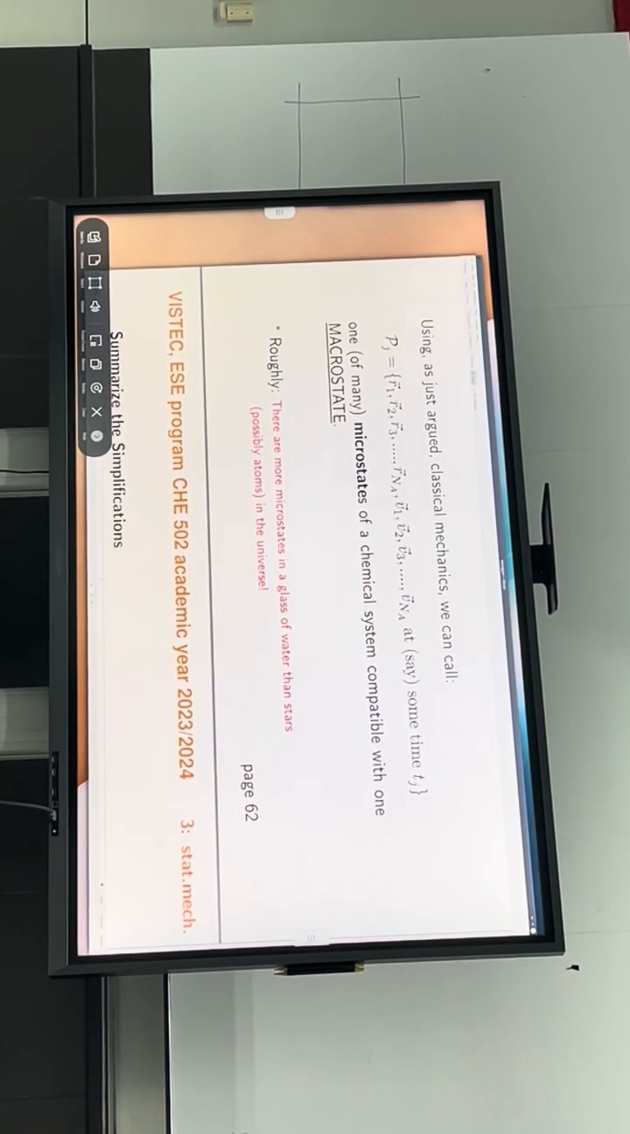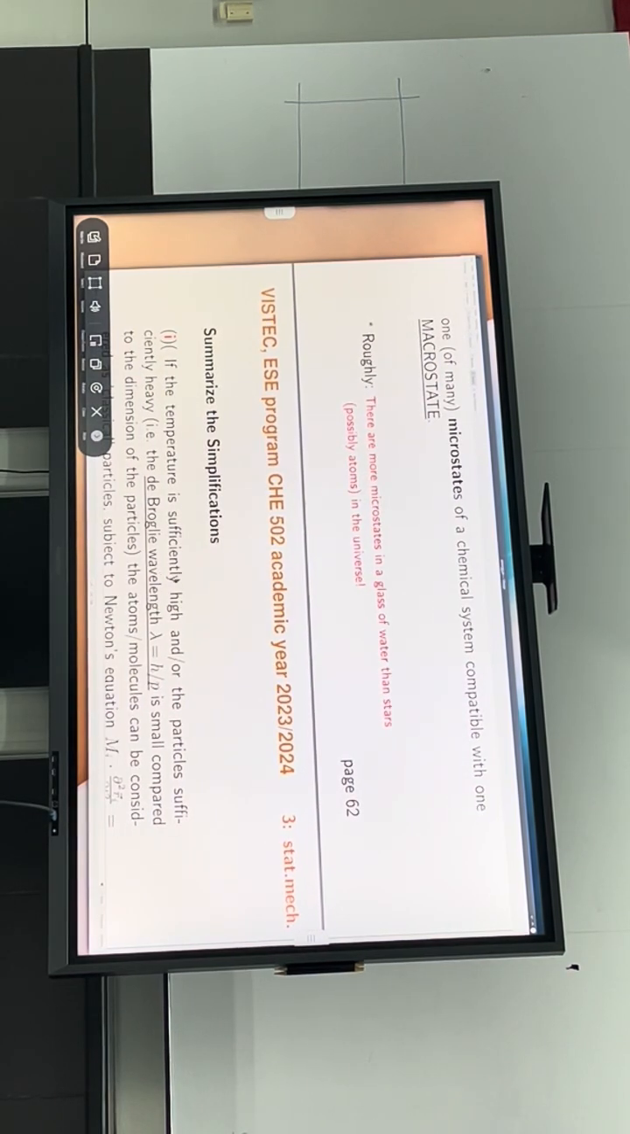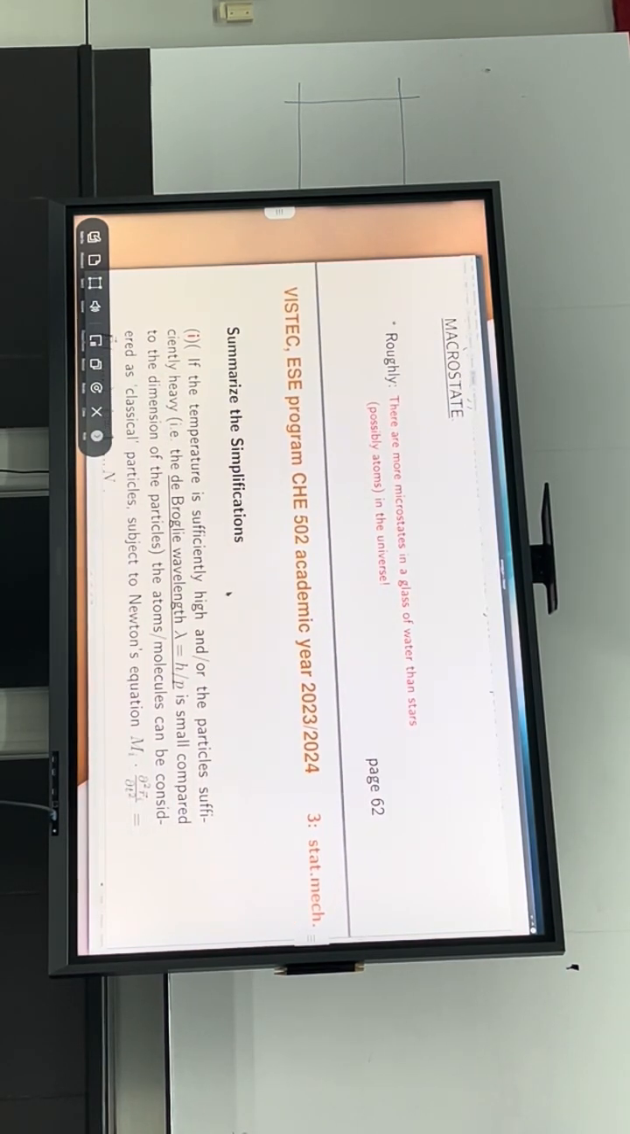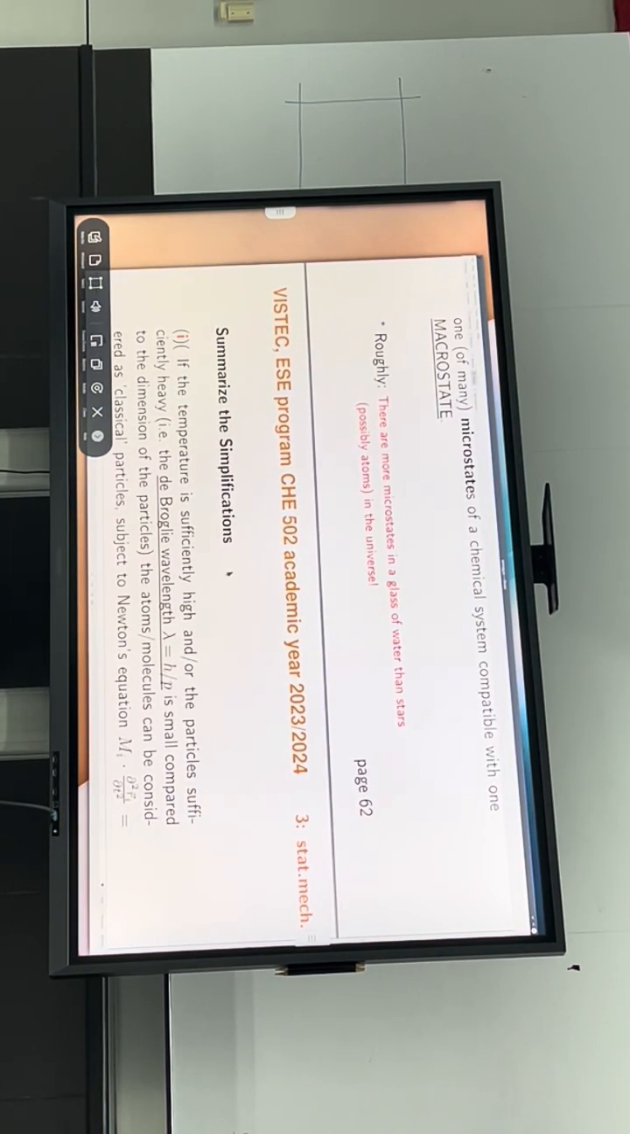Okay, so here I've taken this, I think, from Patria's textbook. It says there are more microstates in a glass of water than stars in the universe. Maybe there are even more microstates in a glass of water than atoms in the universe. So this Boltzmann statistics is a pretty good approximation. The probability that you will put two spins wrongly in the same state is virtually zero.